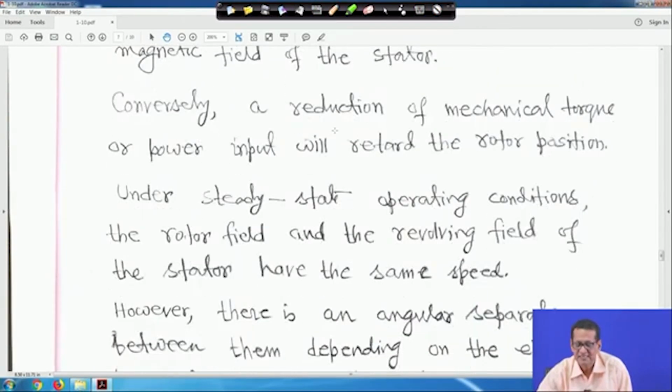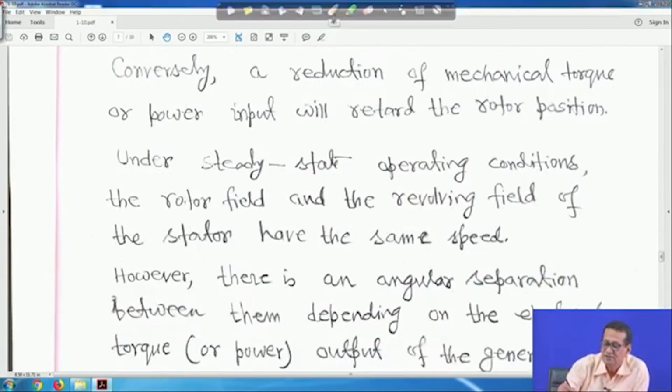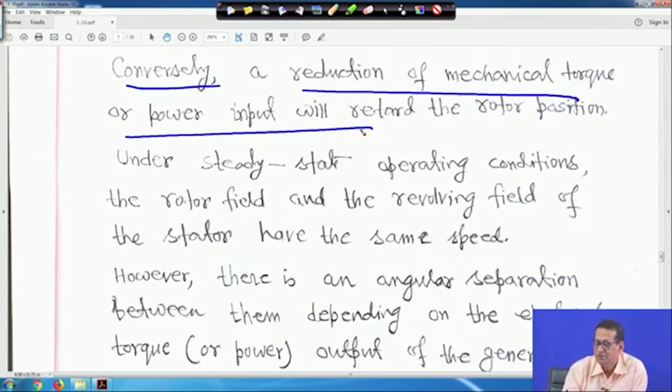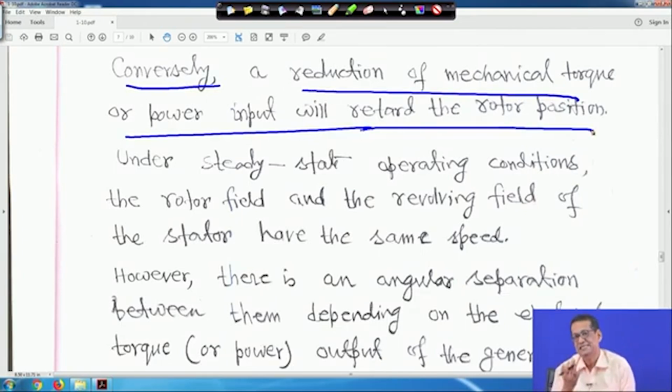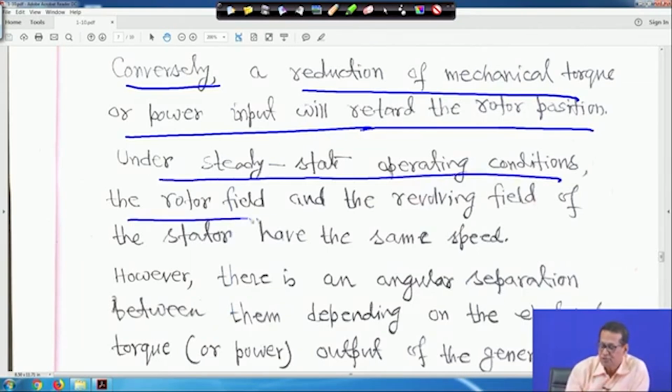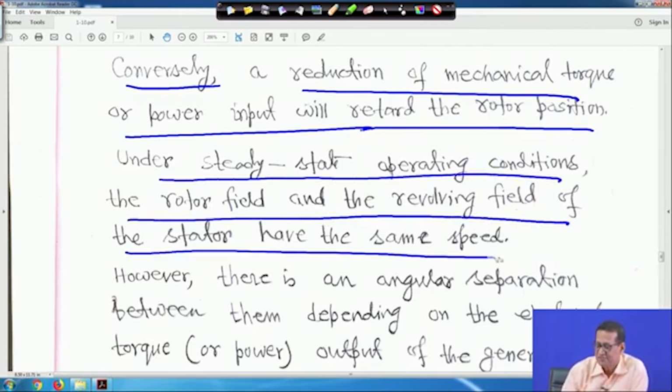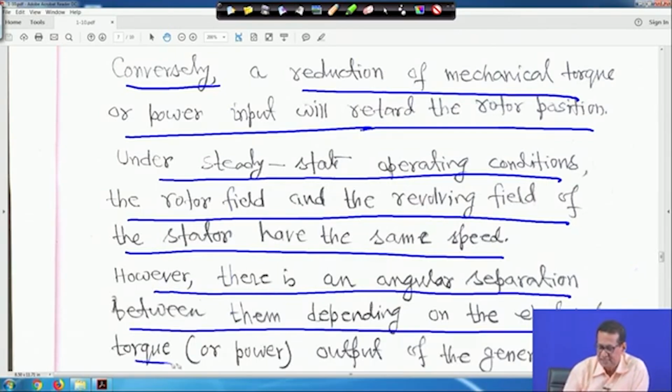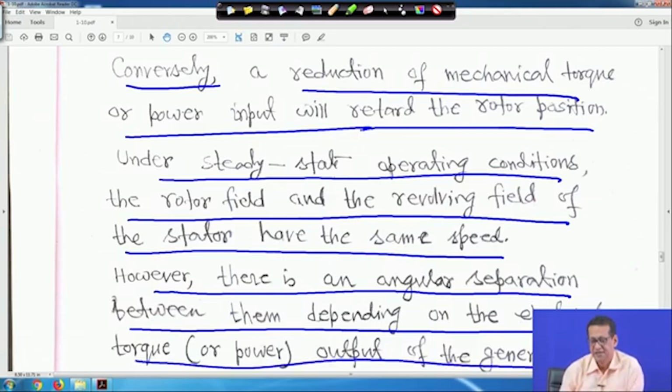Conversely, a reduction of mechanical torque or power input will retard the rotor position, I mean deceleration. So, under steady state operating condition, the rotor field and the revolving field of the stator have the same speed. However, there is an angular separation between them depending on the electrical torque output of the generator.